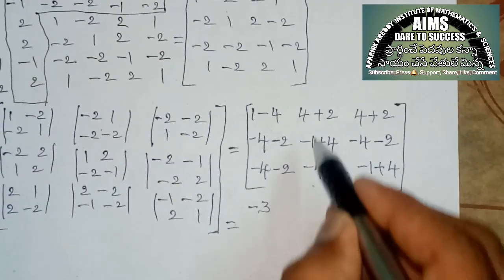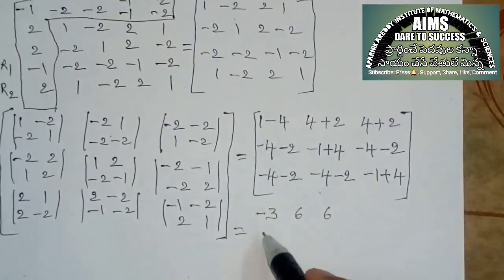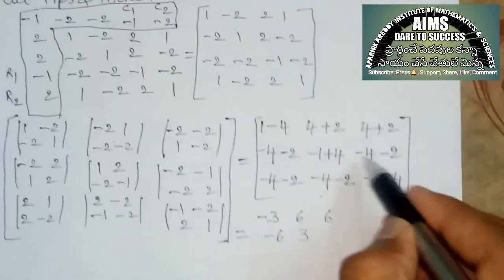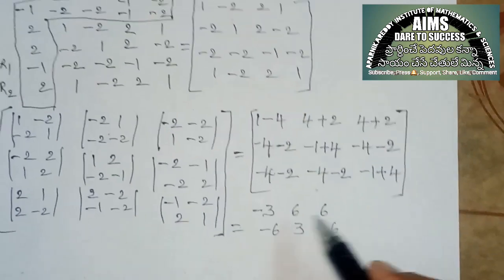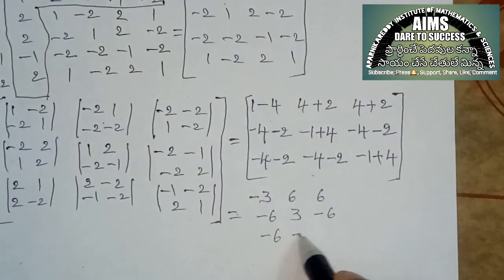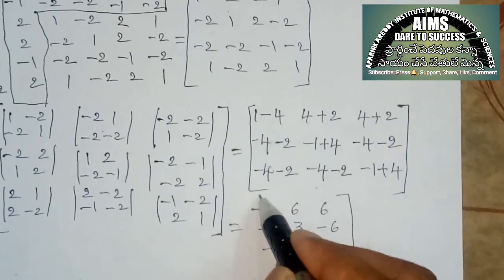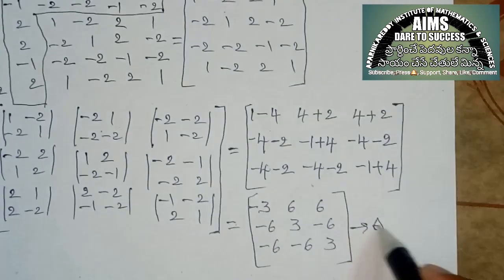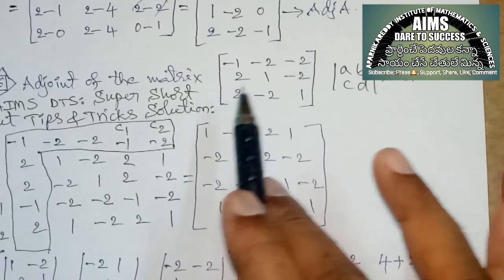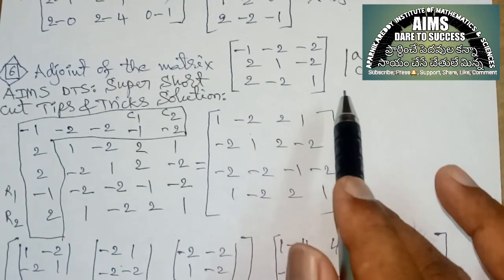1 minus 4 is -3, 4 plus 2 is 6, 4 plus 2 is 6, -4 minus 2 is -6, 4 minus 1 is 3, -4 minus 2 is -6, -4 minus 2 is -6, -4 minus 2 is -6, 4 minus 1 is 3. This is the adjoint of the given matrix -1, -2, -2, 2, 1, -2, 2, -2, 1.